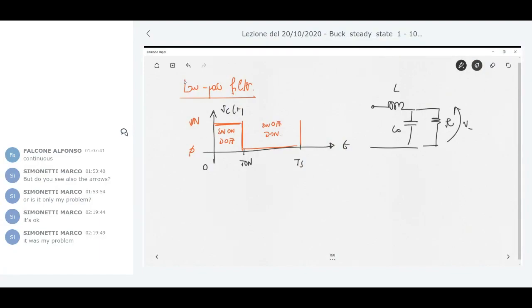The concept that I already exploited when I used the buck example in the first introductory lectures two weeks ago is that this filter is designed in order to extract the average value of this waveform. The average value of this waveform is something that is constant, so the output voltage is exactly the average value.